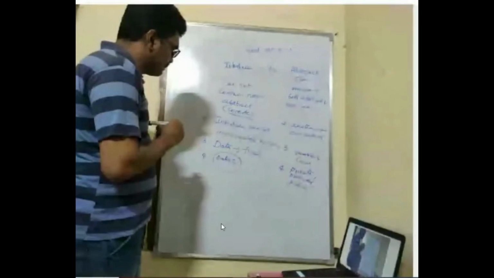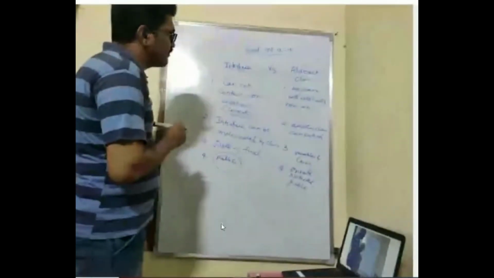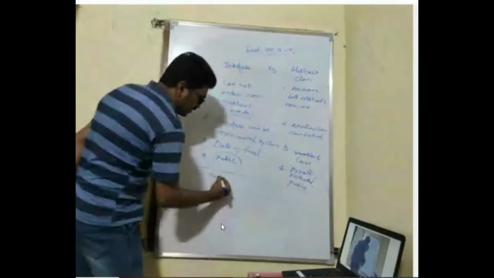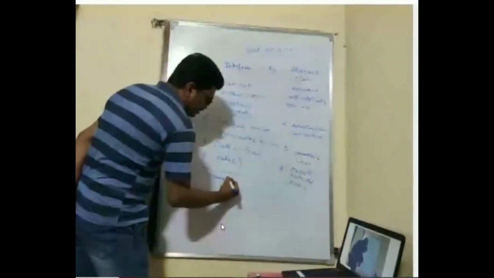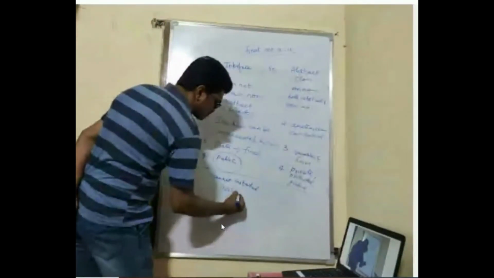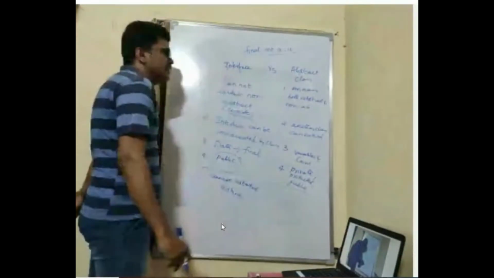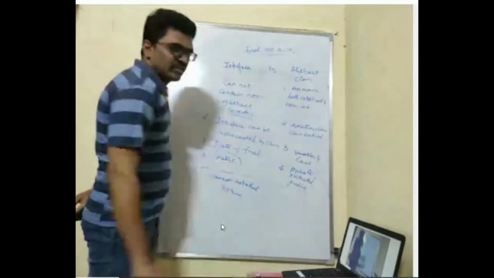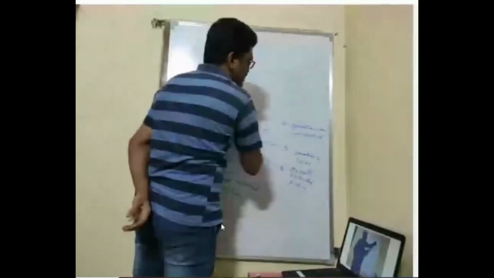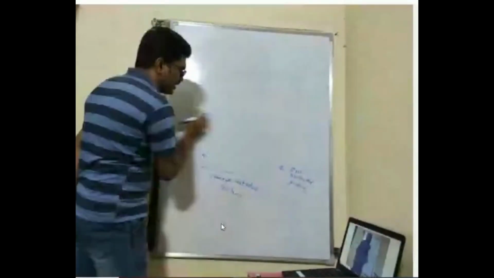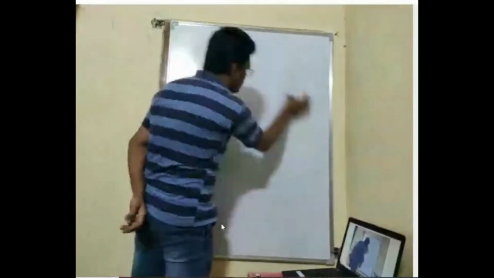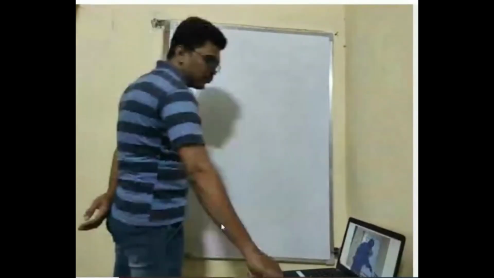As for the similarity, both cannot be instantiated. You cannot create an instance of an interface or an abstract class. This is about abstract class. An abstract class is similar to an interface, but the main thing is you can have non-abstract methods also in your abstract class.